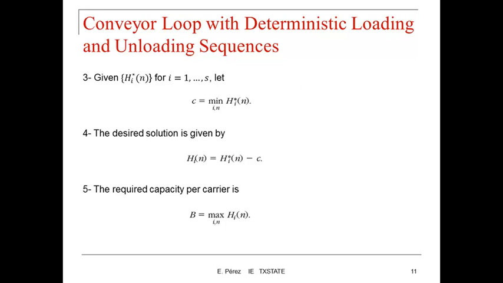And then finally, in order to find the specific capacity for your carriers, you need to find the value of z, and that z is going to give you the value of H_i. From those values, you're going to decide which one is the maximum, and that's going to be your solution. That's going to give you the maximum capacity for your carriers.